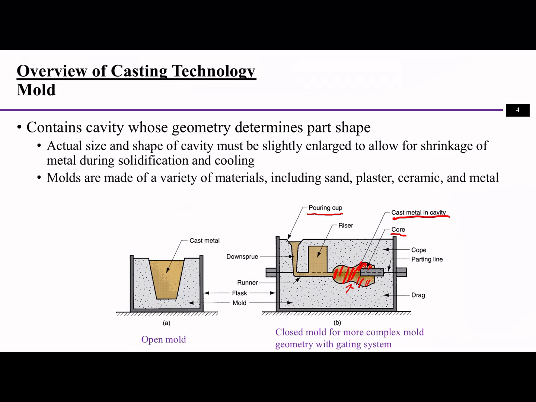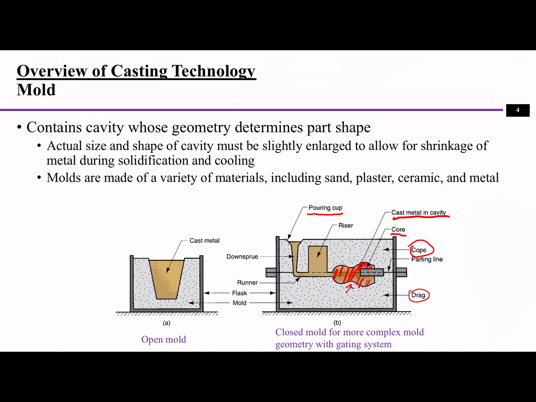Also, by looking at the mold, it includes two parts, the upper part and the lower part. The upper part is called a cope, and the lower part is called a drag. We first make the parts separately, and then put them together to form the entire mold. After the part is made, we separate them and then get the part out.